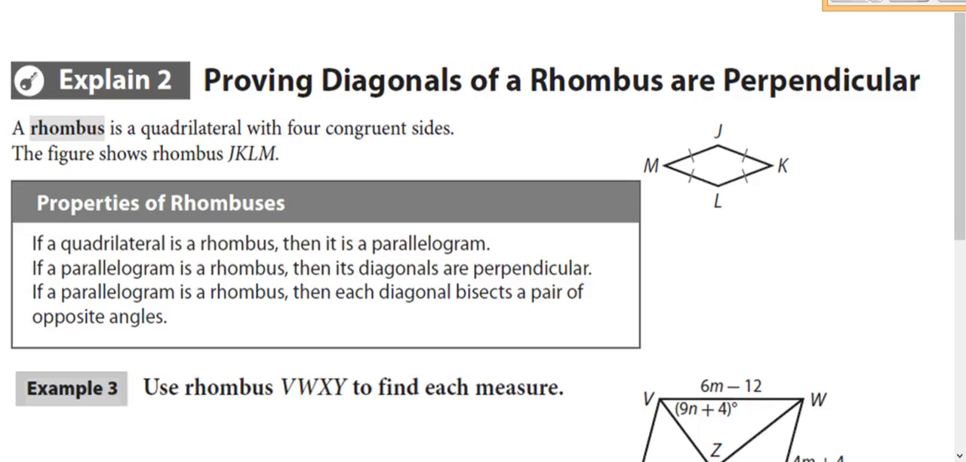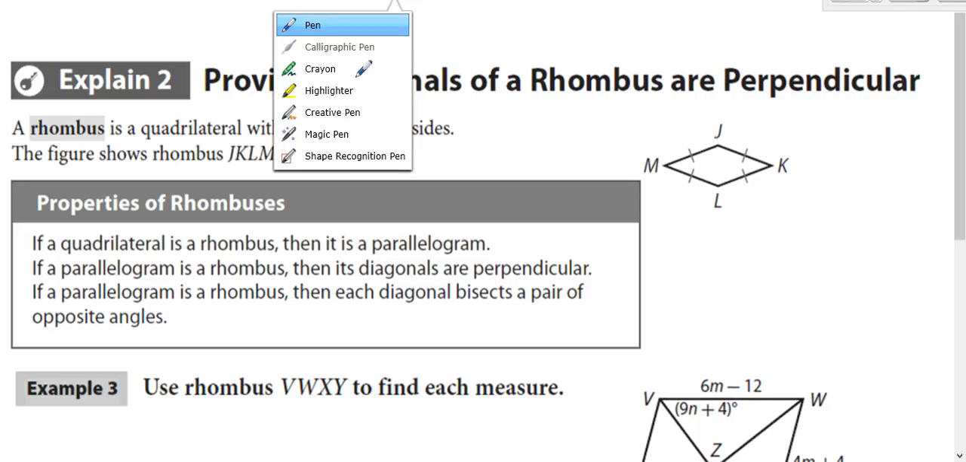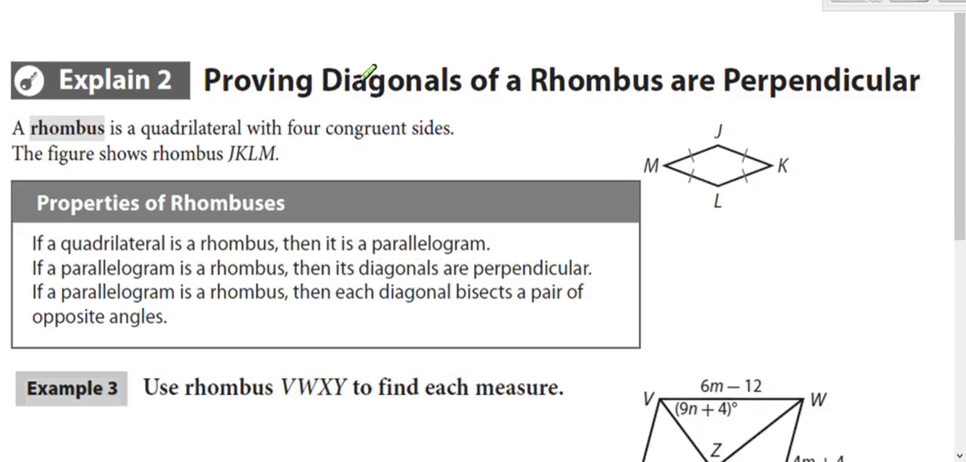So a rhombus is also a parallelogram. It's a special parallelogram. And the special thing about a rhombus is that all four sides are congruent. They all have the same length. So a rhombus is a parallelogram. All four sides are congruent.